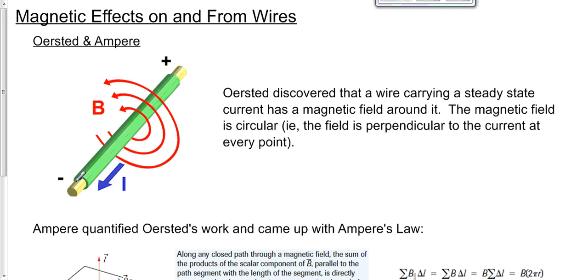And the magnetic field is circular. And so we can kind of get this circular pattern here going around it. And again, we get the direction of the magnetic field using the right-hand rule.